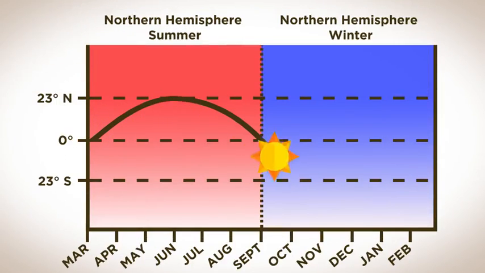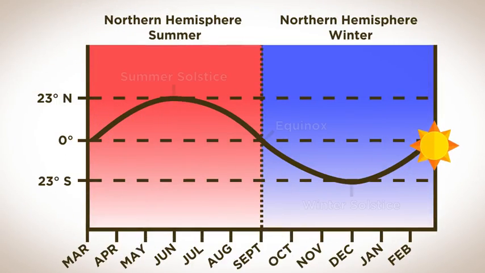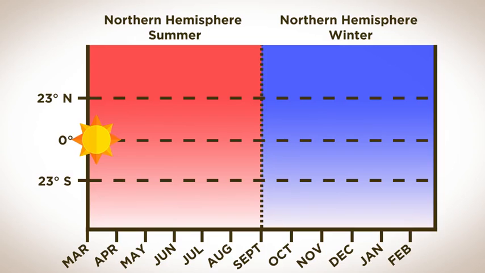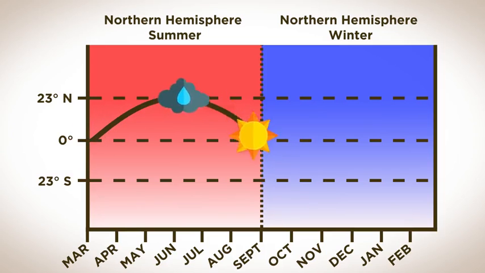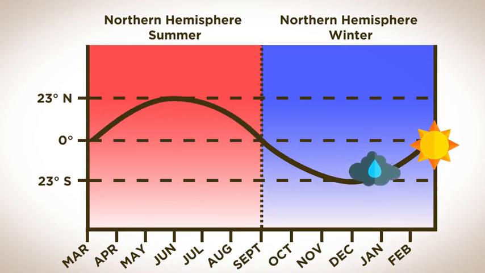This graph shows where the sun is directly overhead for each month of the year. Where the sun is directly overhead, it heats the earth below, clouds are formed, and precipitation follows.